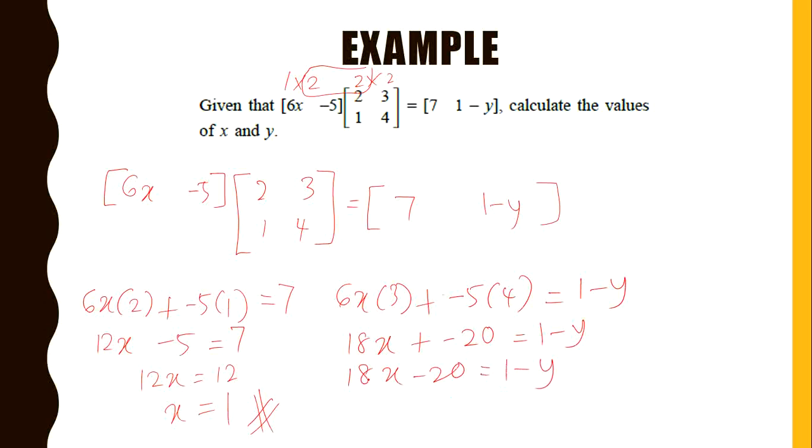Okay, so here we already know what x is? X is 1. So we substitute in 1. Okay, 18 minus 20 will be 1 minus y. So here will be negative 2 equals 1 minus y. Okay, so 1 moves over here. So negative 3 will be negative y and y will be 3.